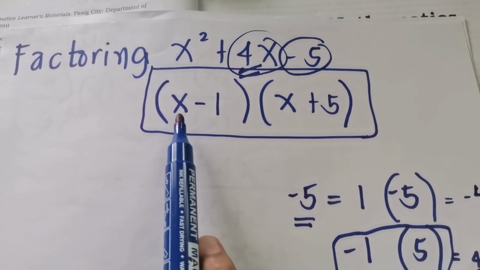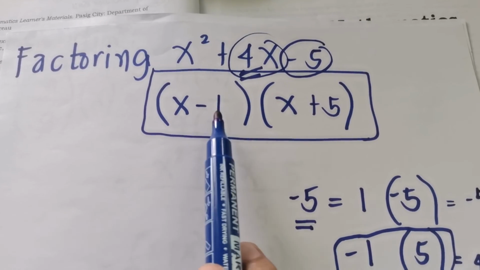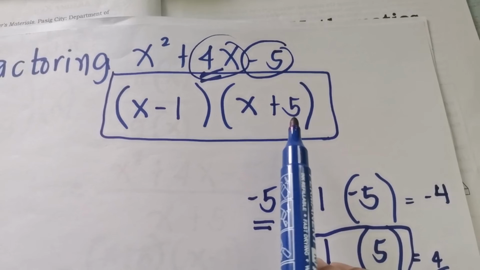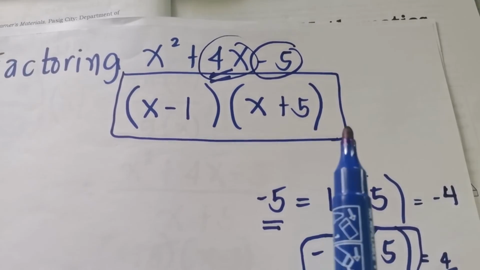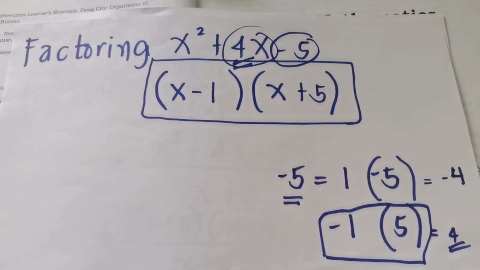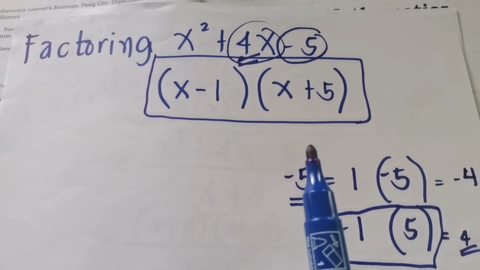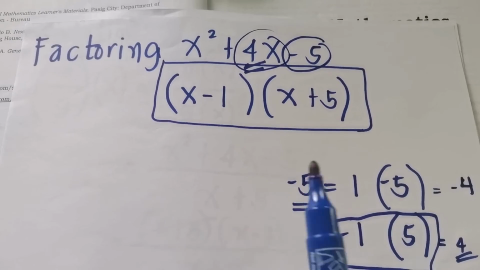So we can have x minus 1 and then x plus 5. For more examples, you can watch my video tutorial about factoring. I will link it in the description box.